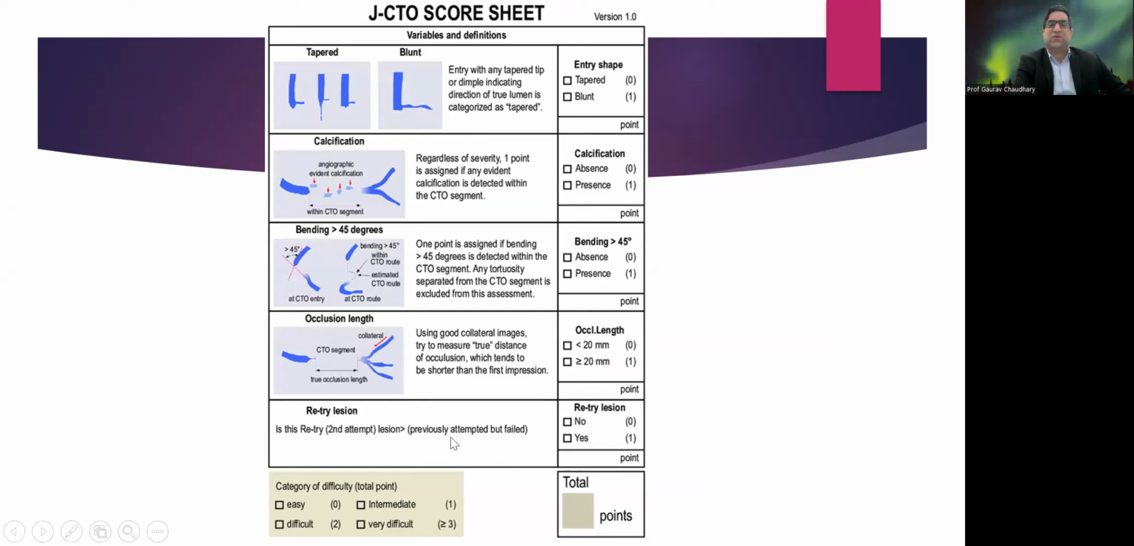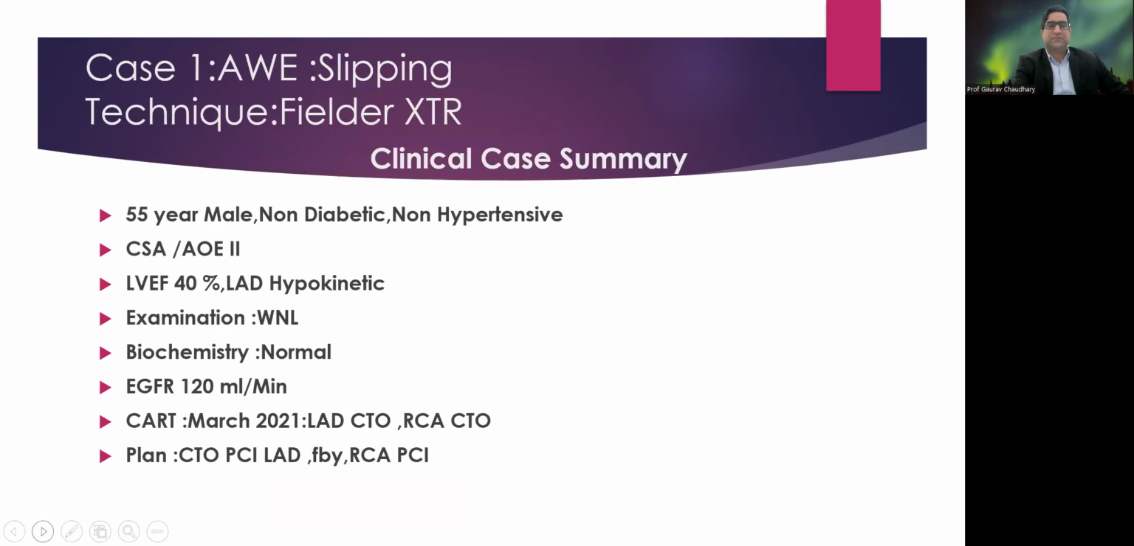And depending upon the score, we can see that J-CTO 0 cases usually have a success rate of more than 95%. And if the score is 3 or above, then it is a very difficult CTO. And the scores in between are considered intermediate to difficult.